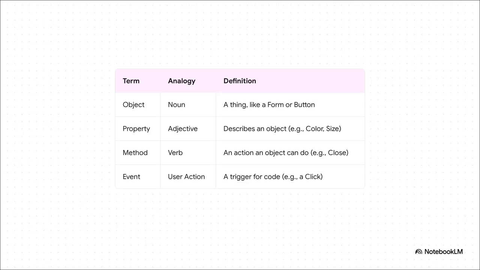And this is where it gets really intuitive, because this whole system maps directly to English grammar. Your object is the noun, the thing itself, like a button. A property is just an adjective. It describes the object, like its color or the text on it. A method is the verb. It's an action the object can do, like a form that knows how to close itself. And finally, the event is what kicks it all off. That's the action the user takes, like clicking that button.